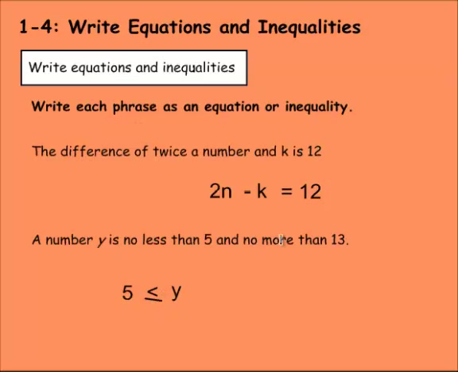And then it's no more than 13. So it's going to be less than or equal to 13. So it'll be pointing towards the 13. And we'll put a line over to show equal to, because no more than could be equal to 13. And we'll put 13 right here. So if we're going to read this, a number y is no less than 5 and no more than 13. So it could be 5, it could be 13, but it's not any less than that and it's not any more than that.